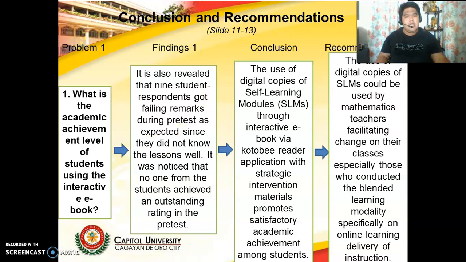In conclusion, the use of digital copies of SLMs through the interactive ebook via the Co2B Reader application of the strategic intervention materials promotes satisfactory academic achievement among students. Recommendation: the digital copies of SLMs could be used by mathematics teachers in facilitating change in their classes, especially those who conduct the blended learning modality, specifically online learning delivery of instruction.